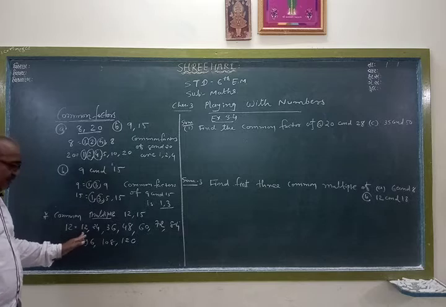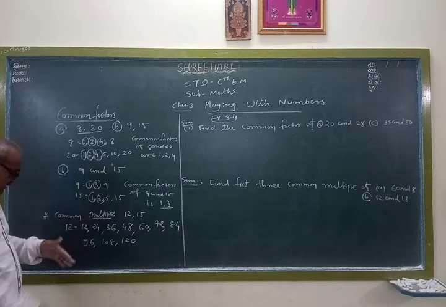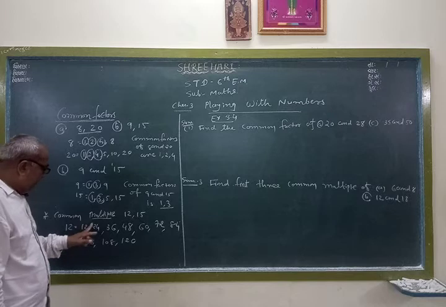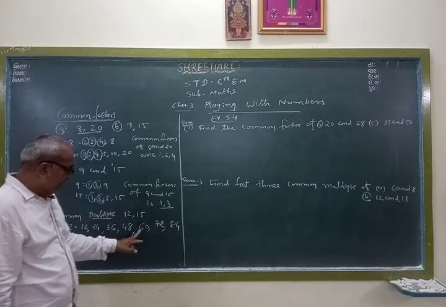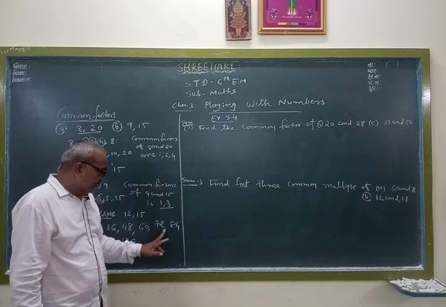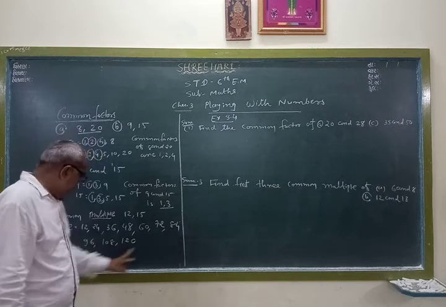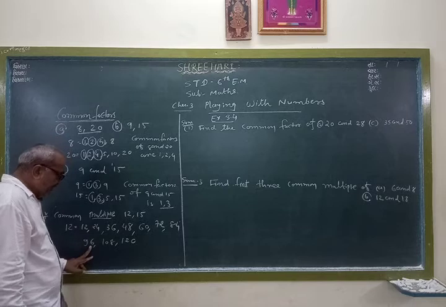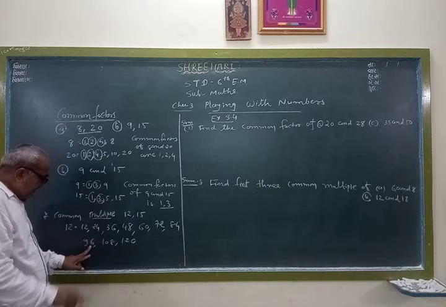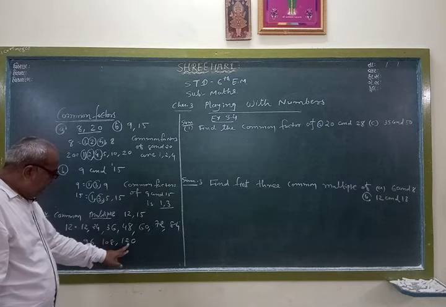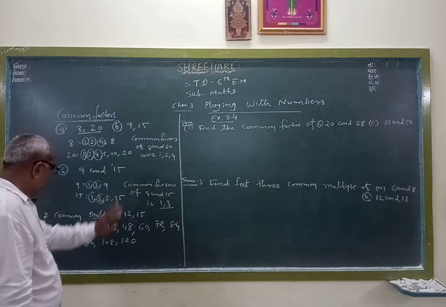Means if again this number repeats, 12, 12 2 ja 24, 12 3 ja 36, 12 4 ja 48, 5 ja 60, 12 6 ja 72, 12 7 ja 84, 12 8 ja 96, 12 9 ja 108 and 10 ja 120.